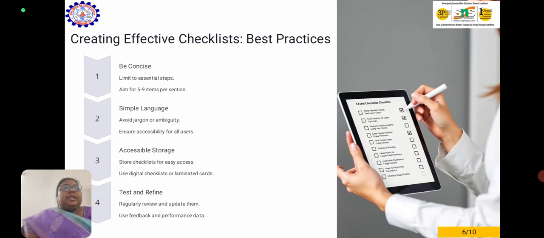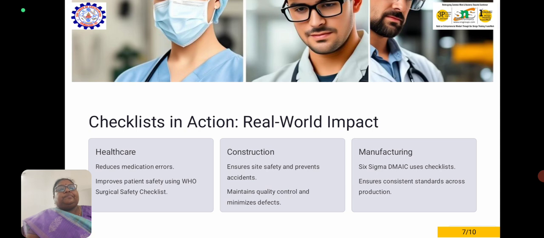This can be done with limited essential steps, and you can aim for 5 to 9 items per section. You can use simple language, avoiding jargon, and then store checklists for easy access, and you can test and refine it. Then, checklist in action: real world impact.